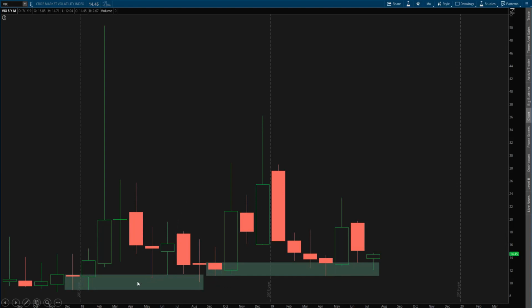Then, actually, price never even came below this demand zone. So it'd still be a valid trade because you would have never got stopped out. The price never came below the lower wicks. So you would still be holding on to this trade.